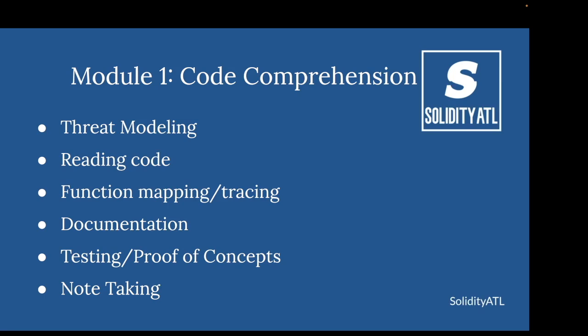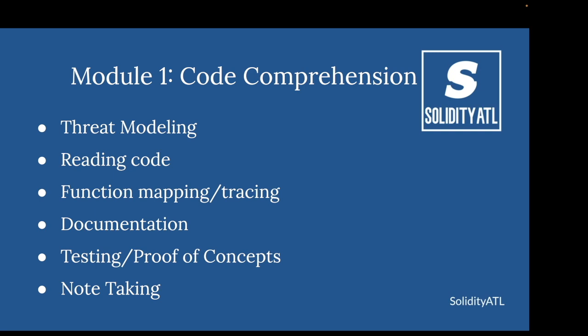Just to be explicit about the tactics we're going to cover, we're going to go through threat modeling, what that is and how it's useful, and reading code, specifically how to systematically approach a code base to be able to understand how it works. Then we're going to talk about function mapping and tracing, which is a subset of reading code, but there's multiple ways to do it. And being able to trace functions inside of smart contracts can help you really understand the code and find medium and high vulnerabilities.